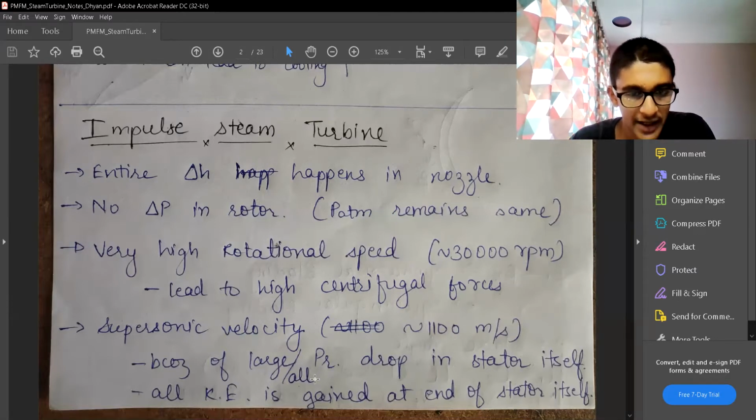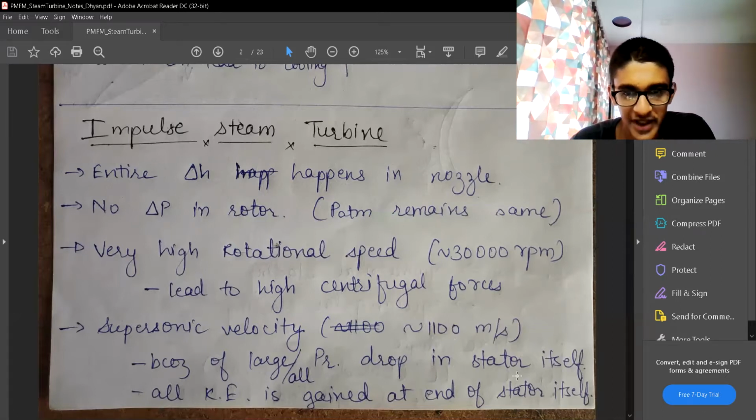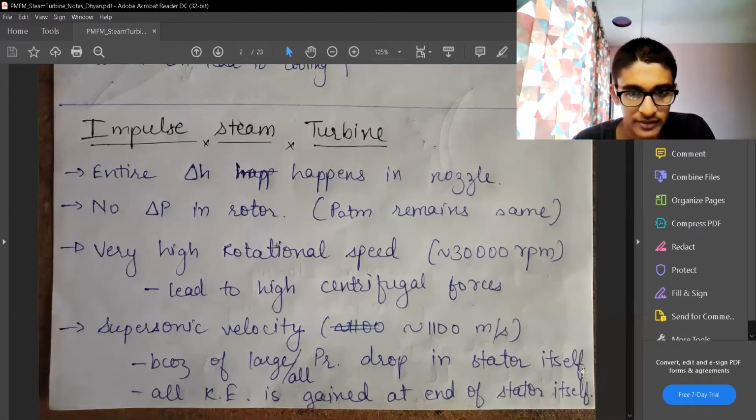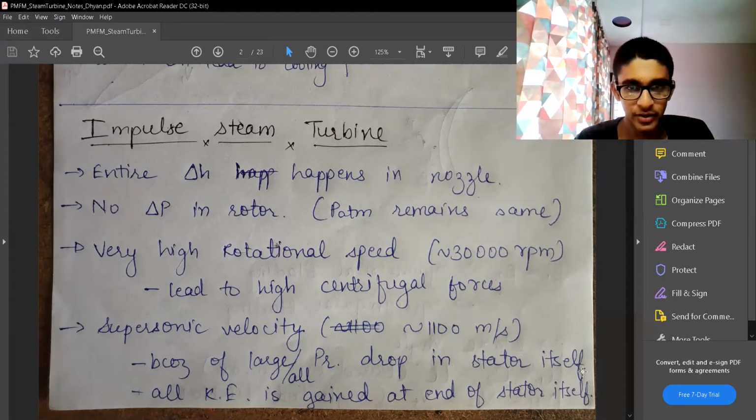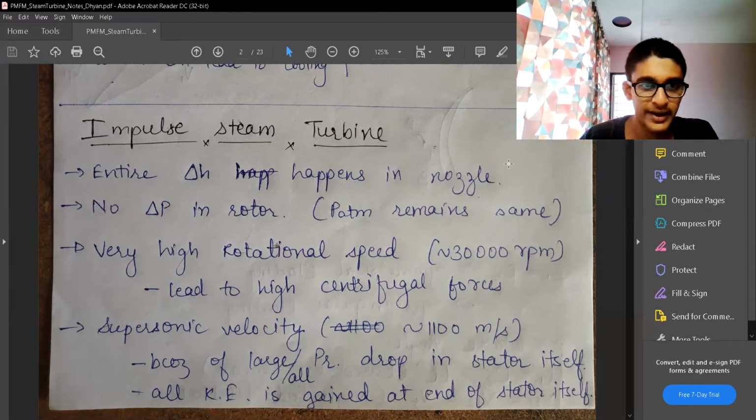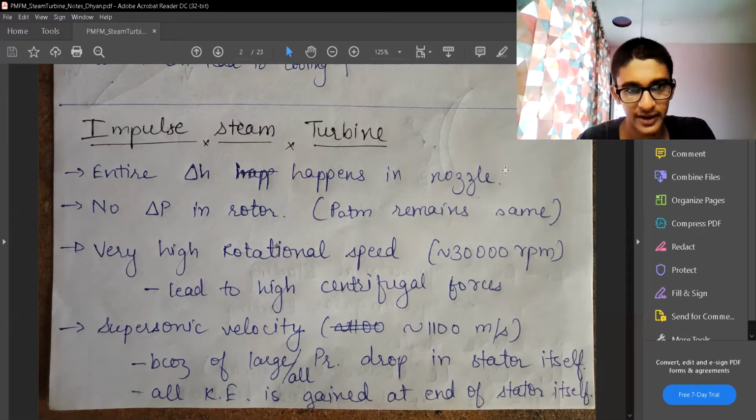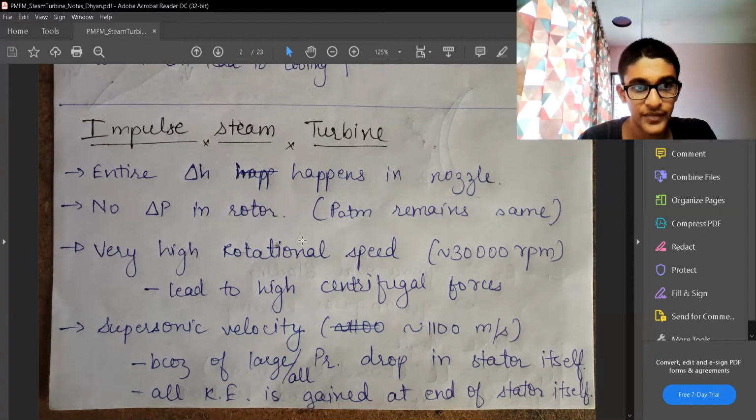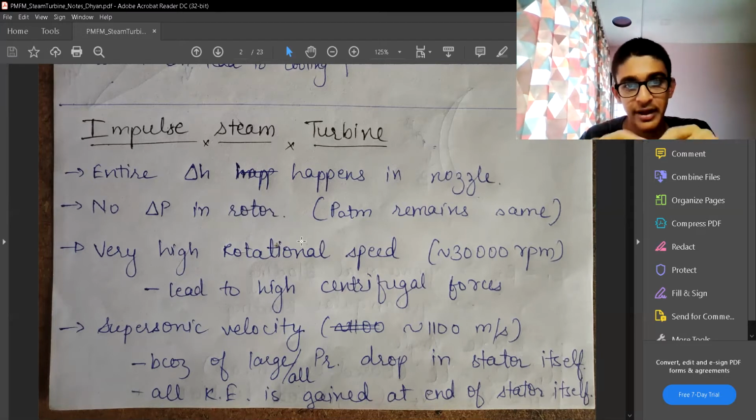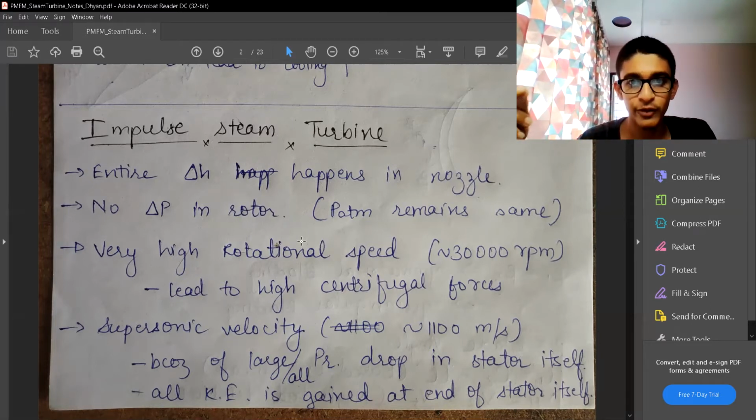This is because all the pressure is dropping in the stator itself. So what do I mean over here? The stator is the nozzle over here. The entire enthalpy is dropping, getting converted to velocity in the nozzle, and there is no change in enthalpy in the rotor. Since all the enthalpy is getting converted to velocity in the nozzle, we have a very large velocity at the end of the nozzle.